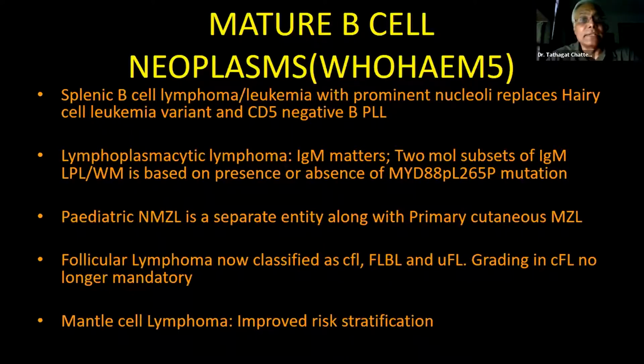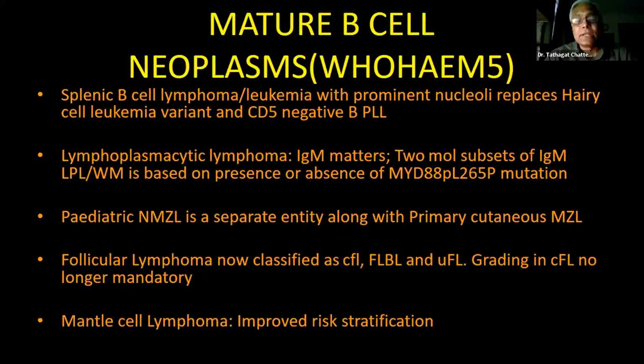The lymphoplasmacytic lymphoma, here they say IgM matters. What that means is there are two molecular subsets of IgM now. The lymphoplasmacytic lymphoma or the Waldenström macroglobulinemia is based on presence or absence of the MYD88 L265P mutation. So a lot of stress and a lot of thrust is being given on the molecular categorization of lymphoma. Surprisingly, so much importance to molecular, but how much of molecular testing do countries like ours have? Only select labs have molecular identifications.